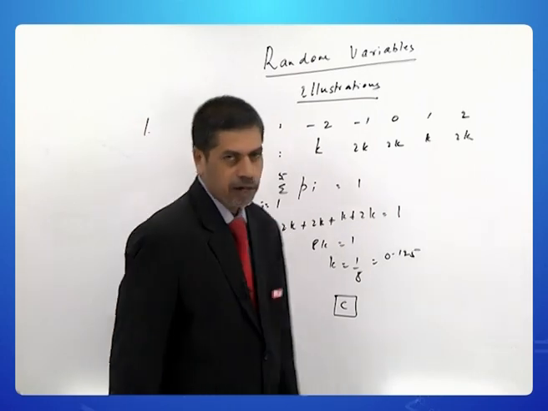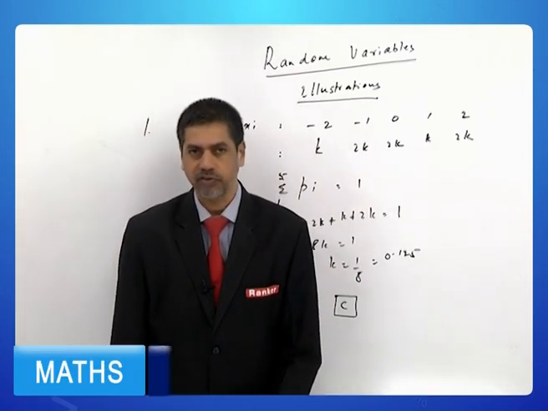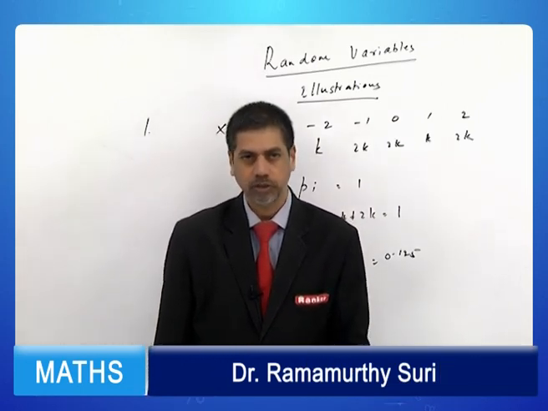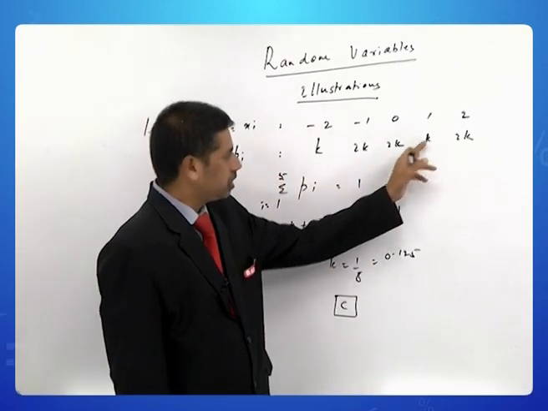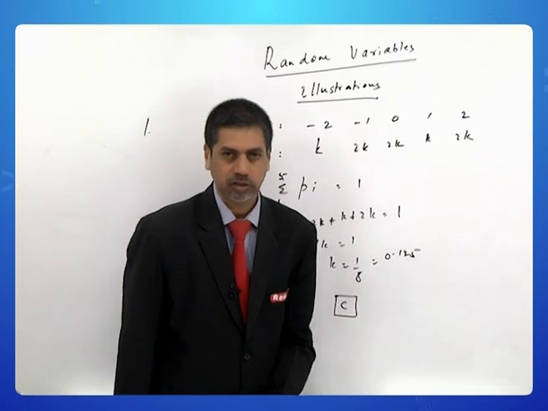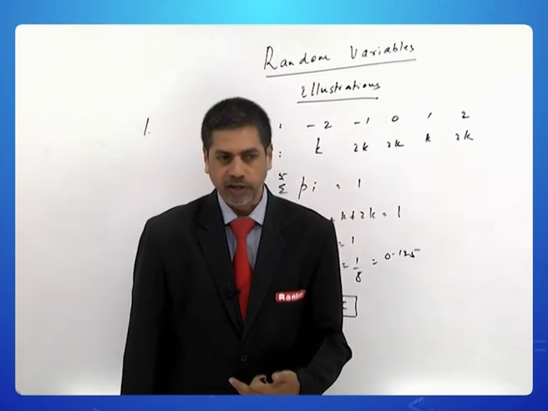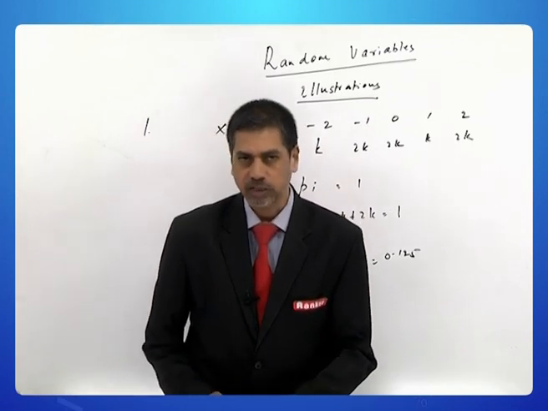So this is hardly anything, but I think it's a good startup for students who are learning probability for the first time. The sum of the probabilities should always be equal to 1. So this is based on that. Once you know the value of k, you can put it back into the distribution and do many calculations. For example, you can find the mean, variance, moments and so many other things. So let's go to the next example.